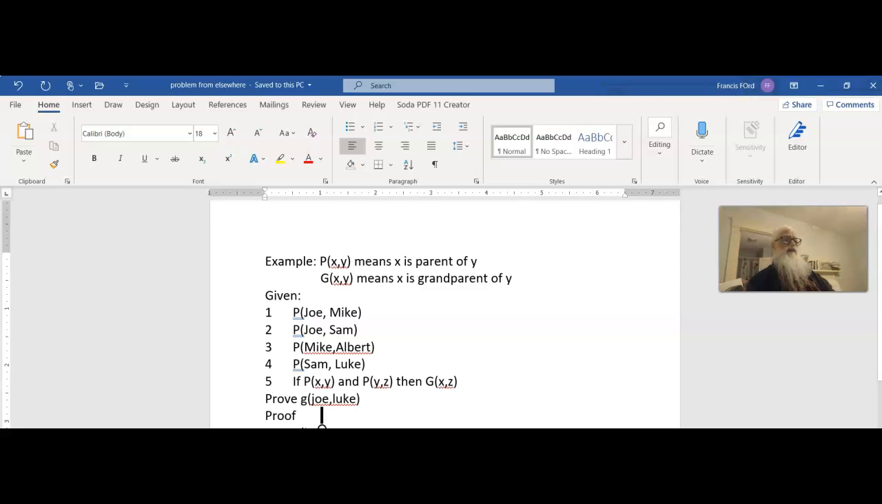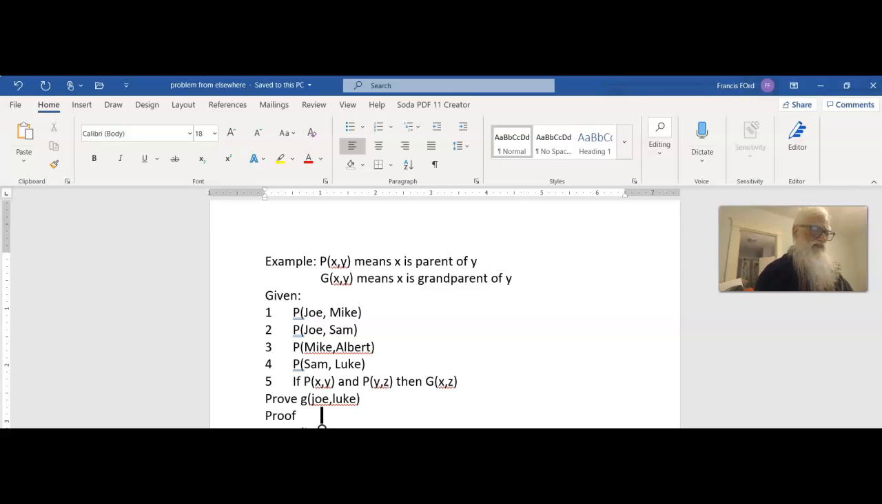I'm going to have 2 predicates, both binary predicates. Pxy means x is a parent of y. Gxy means x is a grandparent of y. And I'm giving you the following facts. Joe is the parent of Mike. Joe is the parent of Sam. Mike is the parent of Albert. Sam is the parent of Luke.